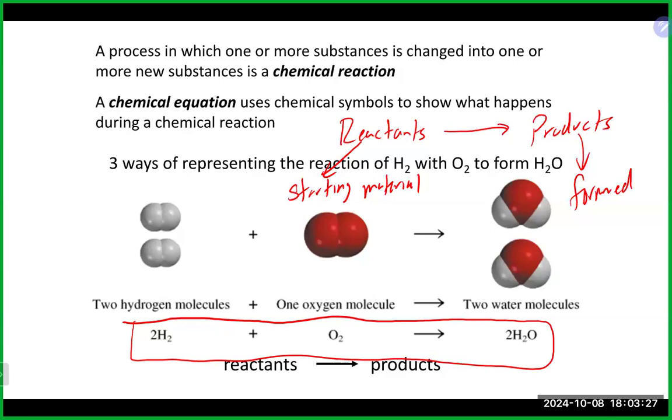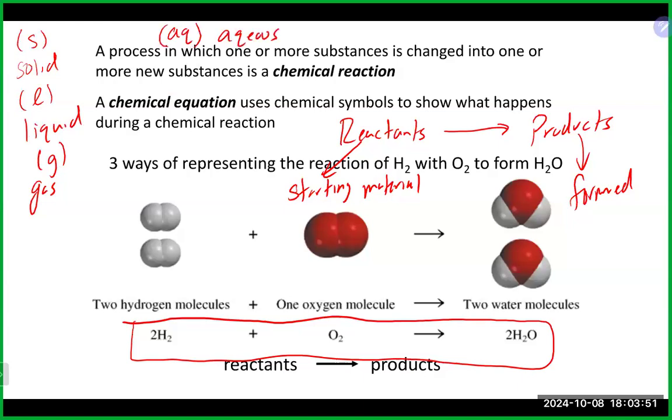Other things that we see in a chemical equation is very commonly we do see the different states of everybody that's in there. So S is solid, L is liquid, G is gas, and probably the one we see a lot is AQ, which is aqueous. That is a water environment. That is really a solution. And there is a difference between L and AQ.